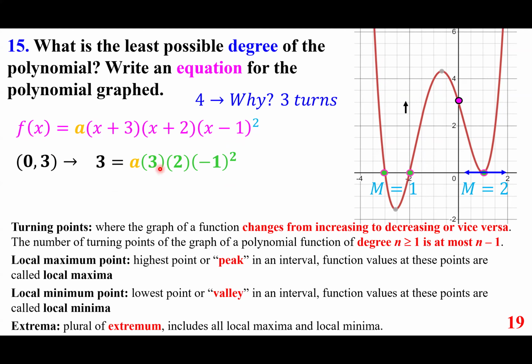So this is 0 plus 3 is 3, 0 plus 2 is 2, 0 minus 1 is minus 1. Minus 1 squared is 1, so we have 1 equals to a, which makes a 1/2. f of x becomes 1/2, parentheses x plus 3 times x plus 2 times x minus 1 quantity squared.